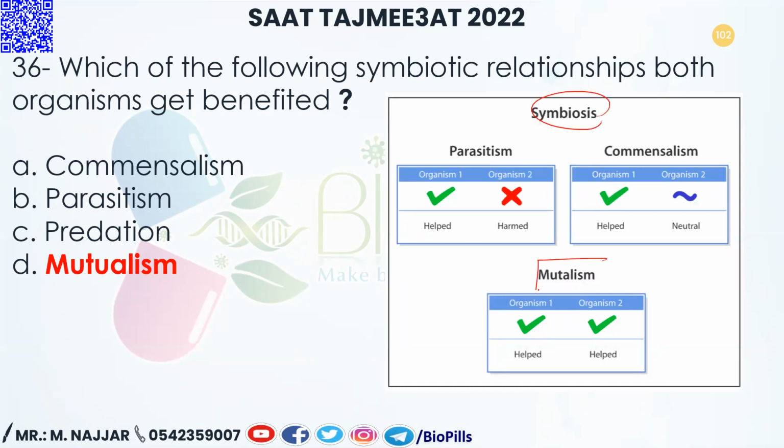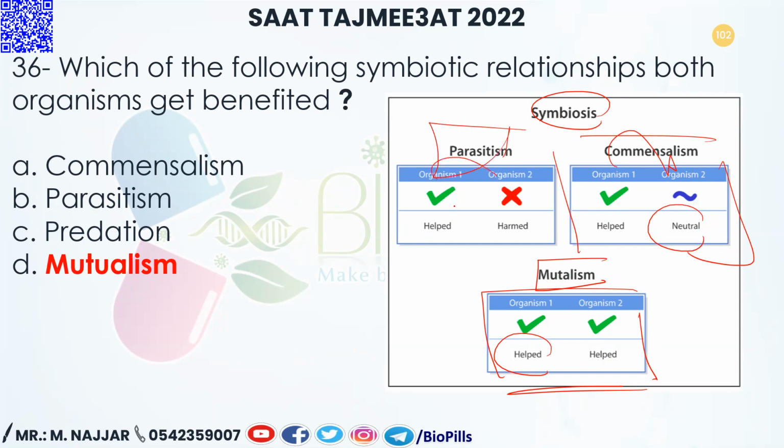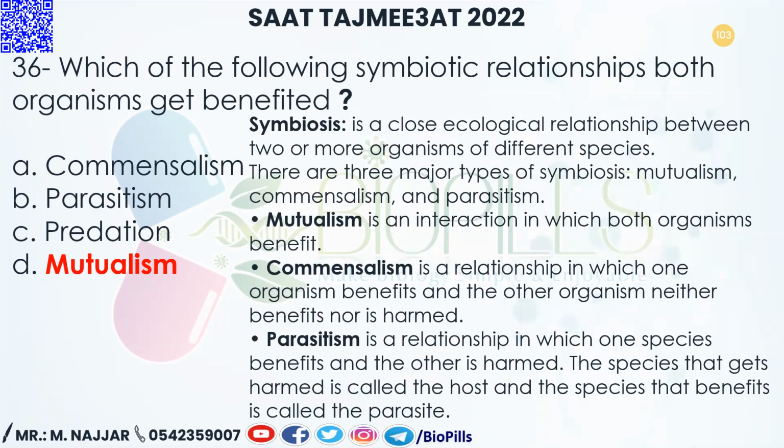The mutualism, such like this case, both organisms benefiting, helping each other, so they will be helped. So win-win relationship. Commensalism, one organism benefiting, on the other hand, the other organism neither benefited nor harmed, so win-nothing relationship. Parasitism, win-lose, one organism helped on harming the other organism. And the same explanation as we did mention before.